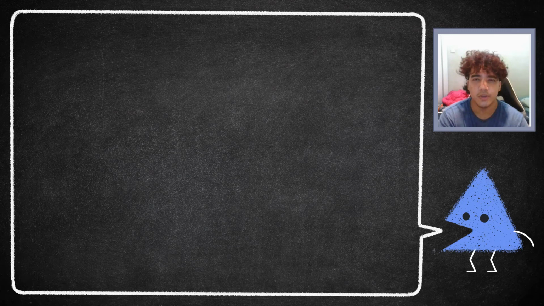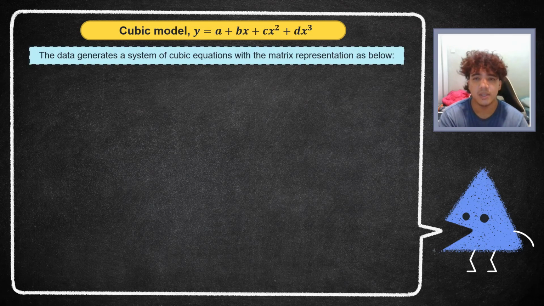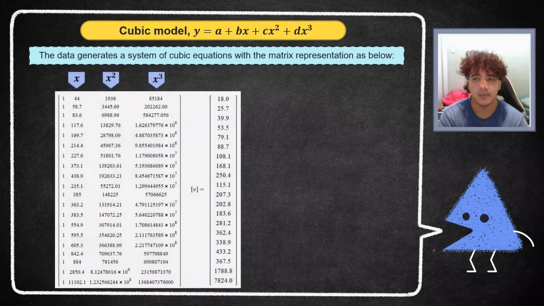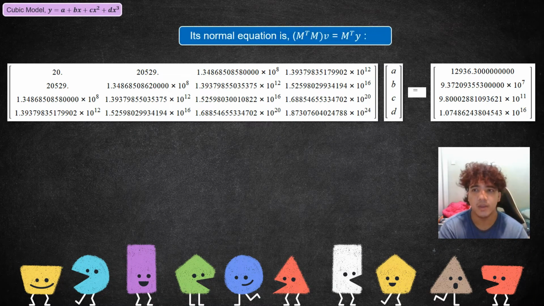Assalamualaikum warahmatullahi wabarakatuh. My name is Muhammad Hakimi and I am from group 2. Now I'm going to present the cubic model for our project. The general equation for the cubic model is y equal to a plus bx plus cx squared plus dx cubed. As the data shows, this is the matrix M and the matrix Y for our project.